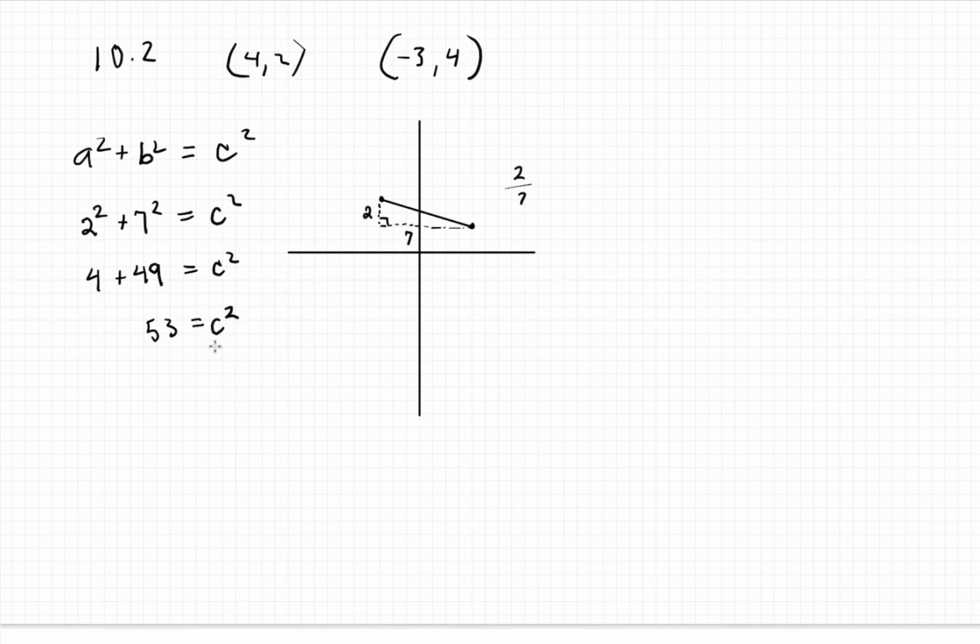So we are going to, again, unsquare everything, which means c times c is c squared. So the square root of 53 equals c. We can't unsquare that. So the distance from here to here is the square root of 53, and that's our answer.